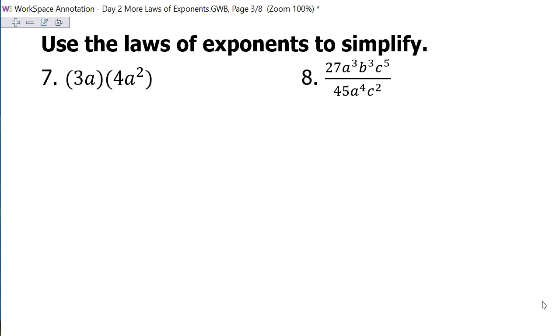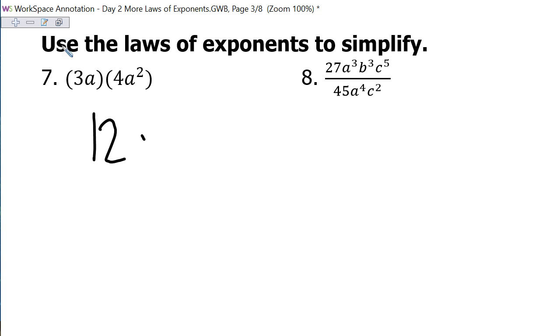Okay, now it says use the laws of exponents to simplify. So number 7, what are we doing with those two expressions? Multiplying. So what's 3 times 4? And when we're multiplying and the bases are the same, what do we do with the exponent?